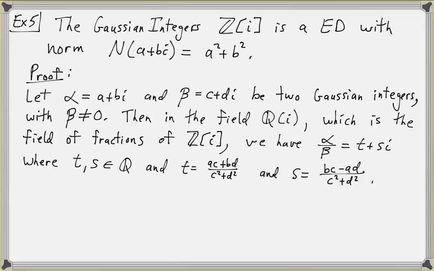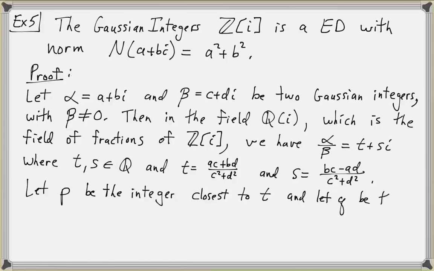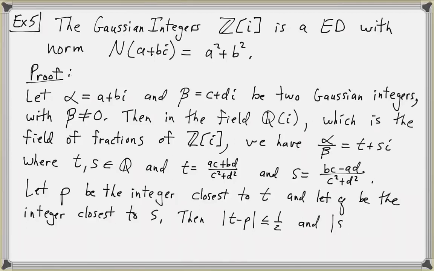So now we're going to define two integers, P and Q. So let P be the integer closest to T. And we're going to let Q be the integer closest to S. So then the farthest away T can be from P is 1/2. So we see that the distance from T to P is going to be less than or equal to 1/2. And similarly, the distance from S to Q is no more than 1/2.